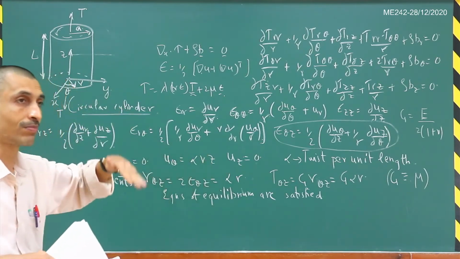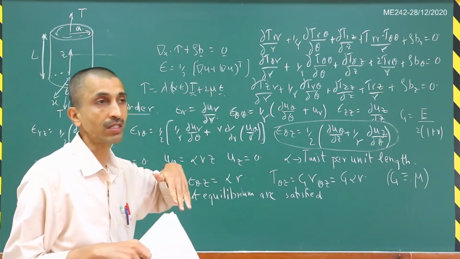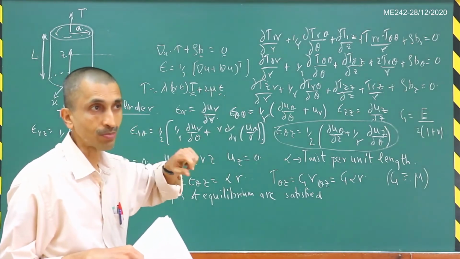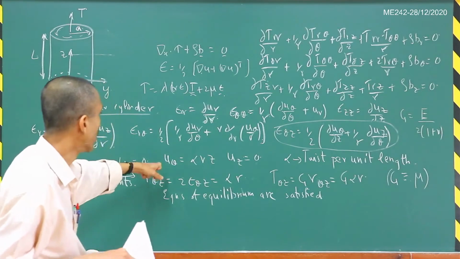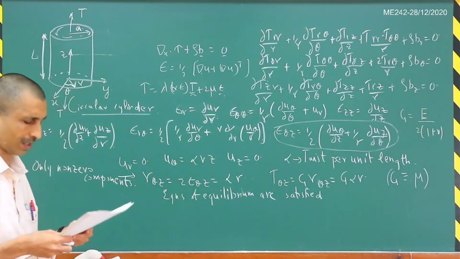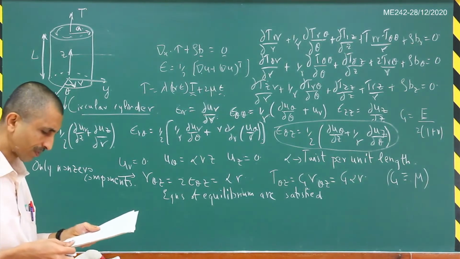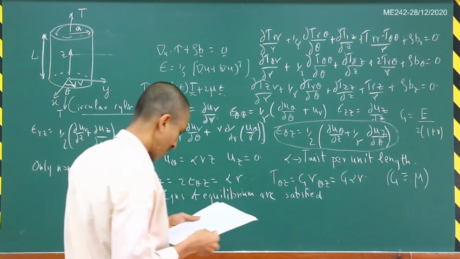The whole purpose behind checking the compatibility relations is to ensure that the displacements are single valued. But here we can already see that the displacements are single valued in this particular case, and hence we don't need to check for that here. Fine.